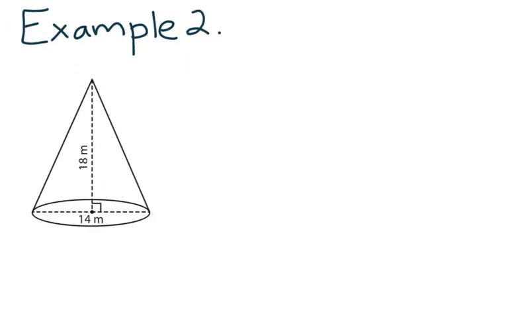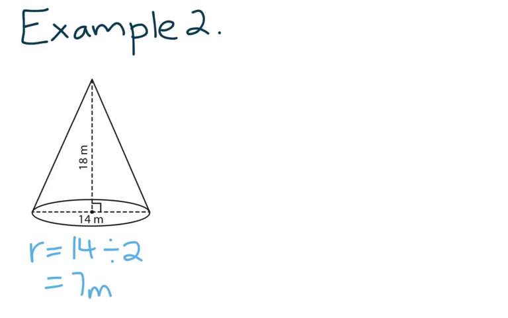The second one is a little bit more challenging. There's a little bit more involved here. So firstly, we have the diameter instead of the radius because the 14 metres goes the entire way across the base of that cone. So straight away, we need to work out the radius, and we do that by dividing the diameter by 2. So our radius would be 7 metres.